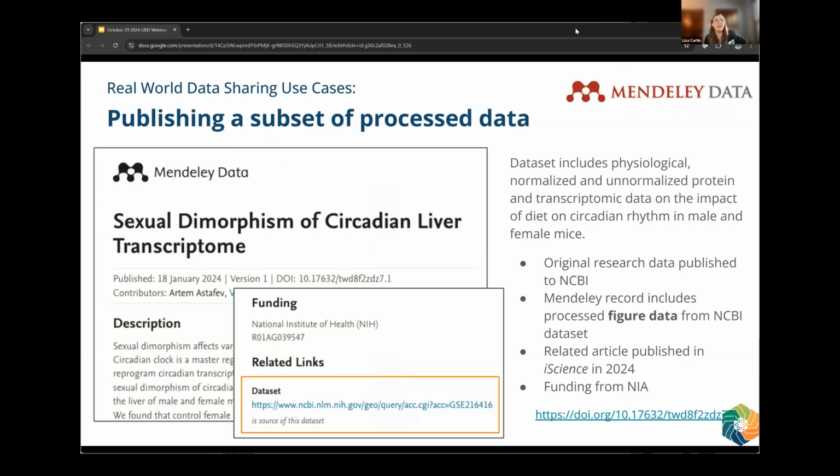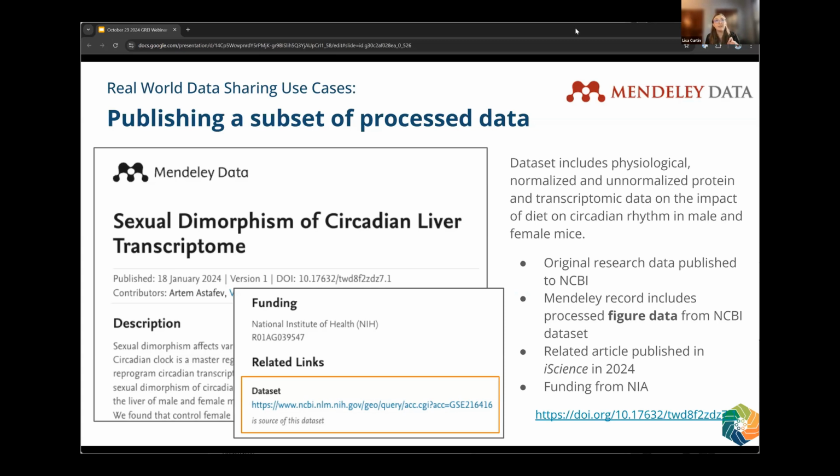Next slide, please. And that brings me to Mendeley. Here I wanted to highlight another instance of data that's been shared in multiple locations. In particular, this data set in Mendeley is a subset of processed data that was used to create the figures for a publication. So being able to provide that kind of data individually is helpful.